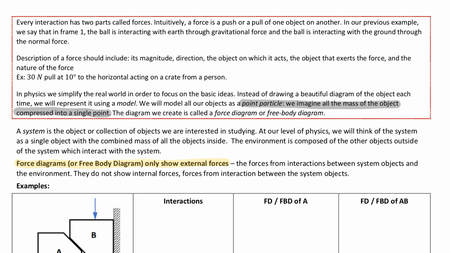So for example, if we had a ship and in our ship we had pirates fighting, and this was our system, and the waves were kind of pushing our system here, we only care about how the pushes are happening from the waves into our system. We don't really care about anything that's happening inside here.